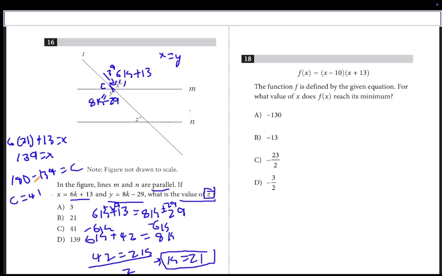And another rule of a transversal line is that these angles, c and z, are congruent. And because c is equal to 41 and z is equal to c, we can say z is equal to 41. Therefore, our answer is C.